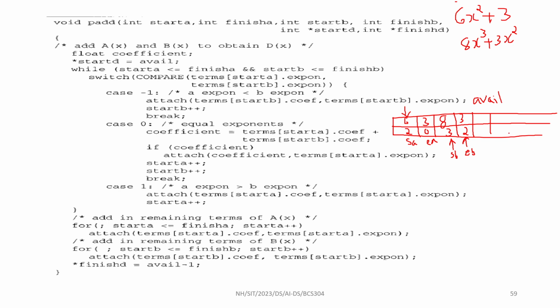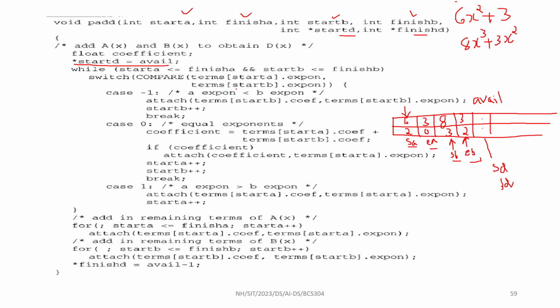So to perform addition, we need to send all the things: starting point of A, finish point of A, starting point of B, finish point of B, and a pointer to the next new polynomial D. So that is pointing to avail. Our new polynomial starts from here, that is start of D, and finish of D or end of D is at the same place. This is what that sentence means.